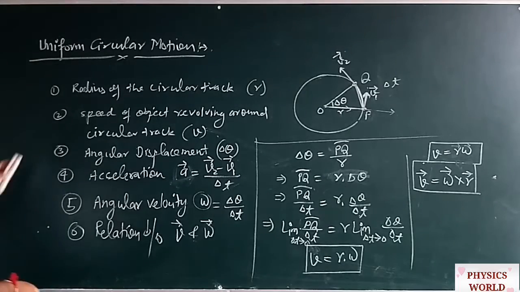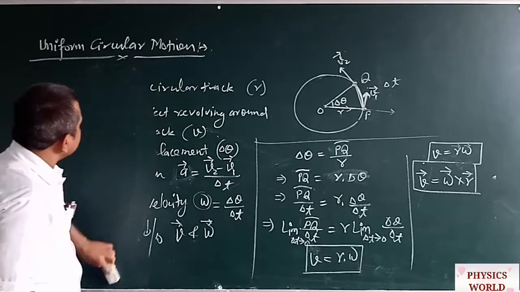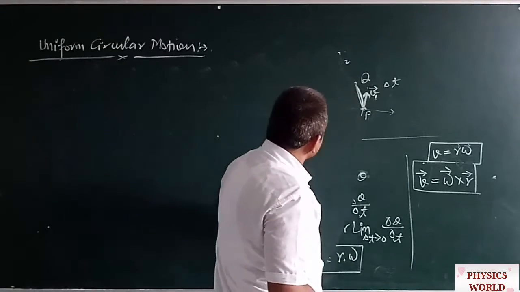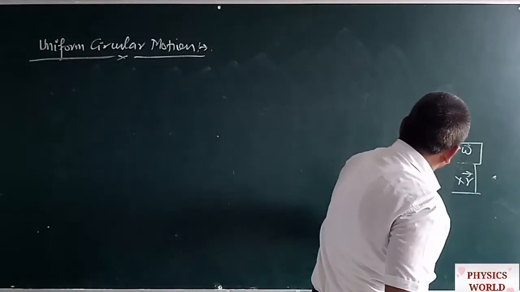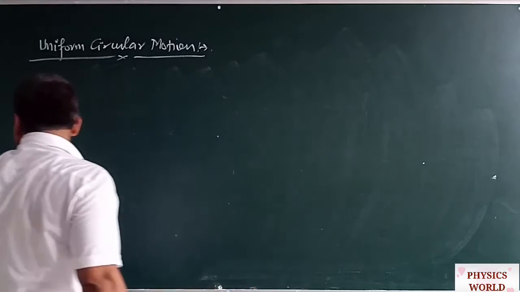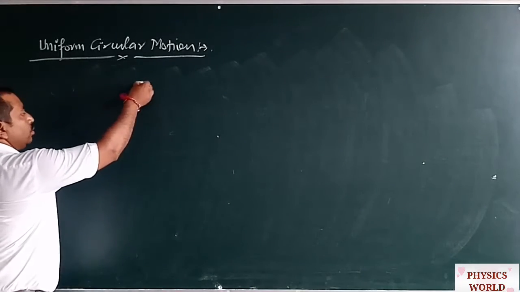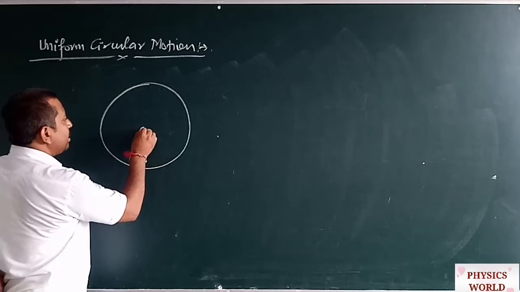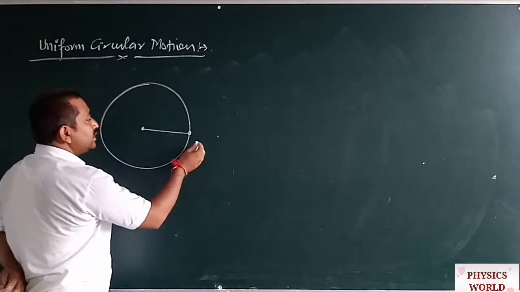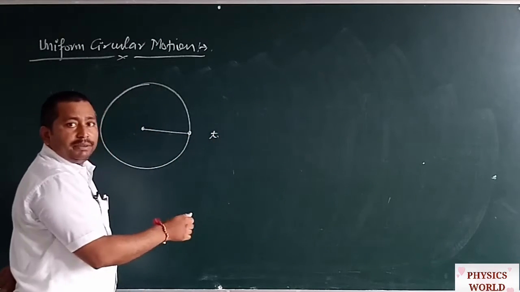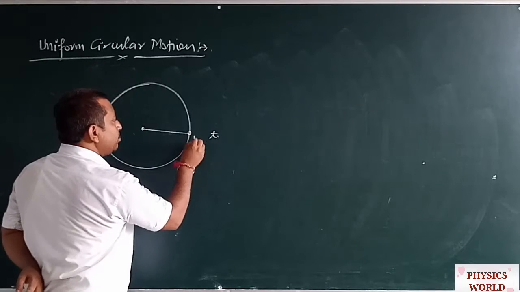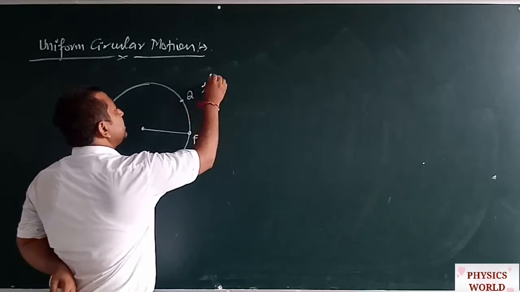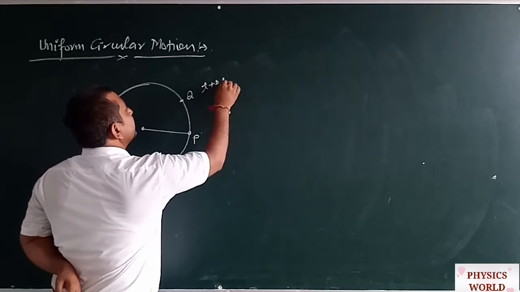Now come to the point of relating the linear acceleration acting on the circular moving particle. Suppose we have an object moving from one point to another point. Suppose at any time t the object is placed at point P, and at point Q it reaches in time t plus delta t.